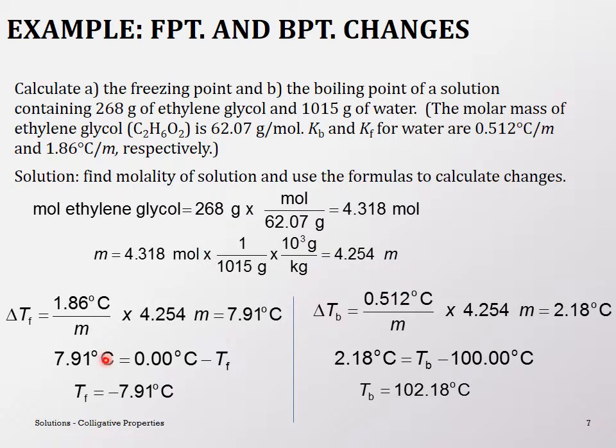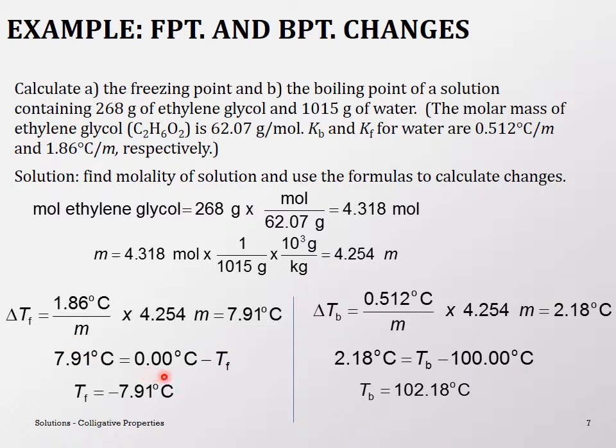So when you're trying to calculate the difference in the freezing point, you will go ahead and use the freezing point depression constant, which is 1.86, that is the Kf, and multiply that by the molality, which gives 7.91. Now remember, this is the difference of the temperature. This is not the final temperature. The final temperature is what you're trying to find out. This is the difference of the temperature.